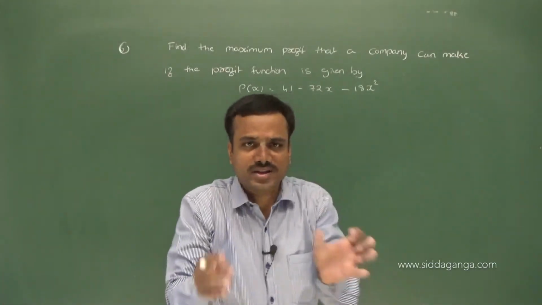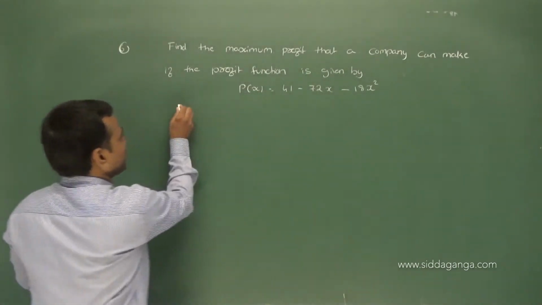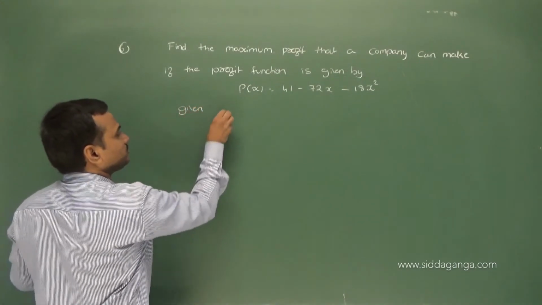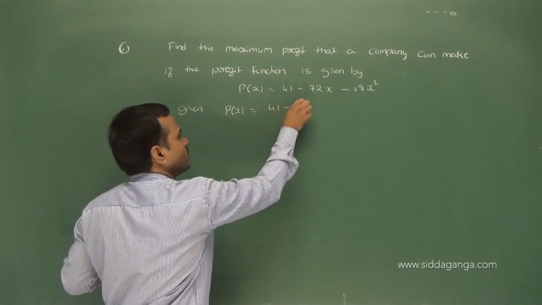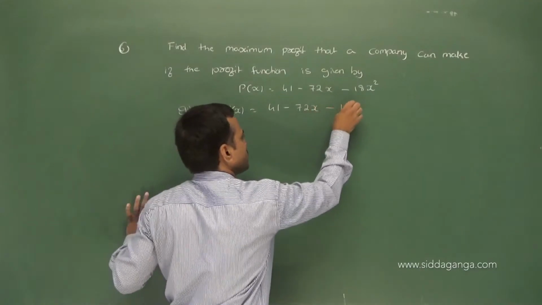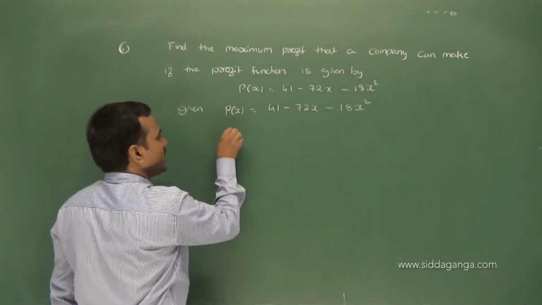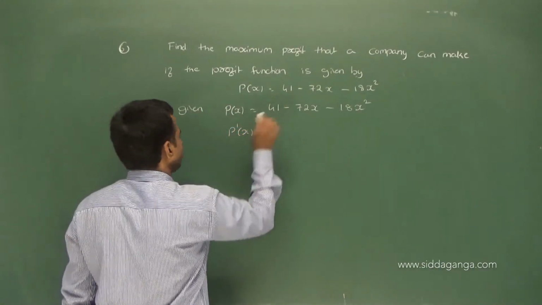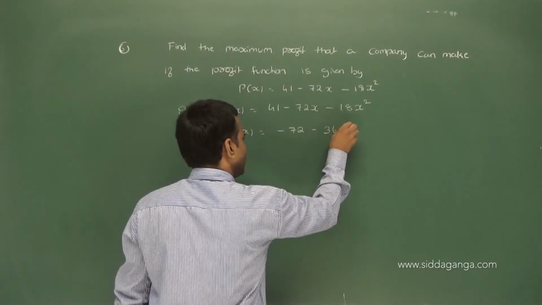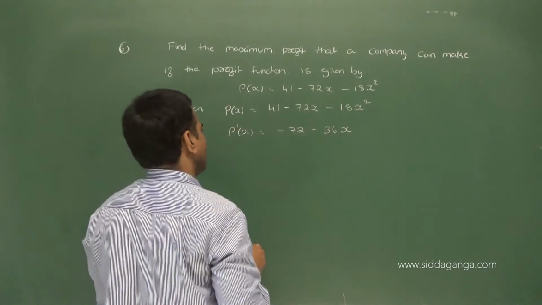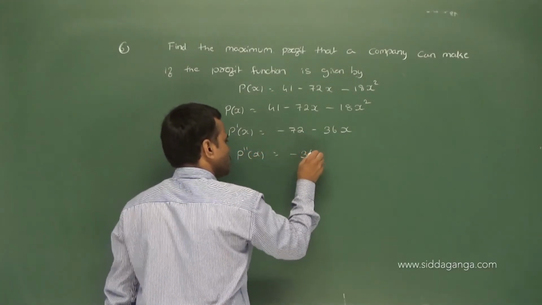So we want the maximum profit, maximum value, correct? The function he has given, P of x, is 41 minus 72x minus 18x square. P dash of x, 41 is 0, minus 72 minus 36x, 2 into 18 is 36x. P double dash of x, minus 72 is 0, minus 36.